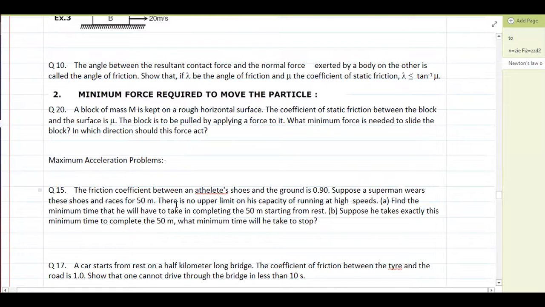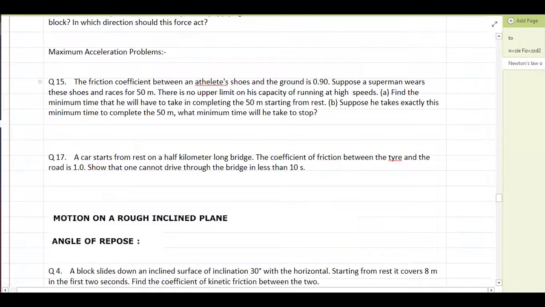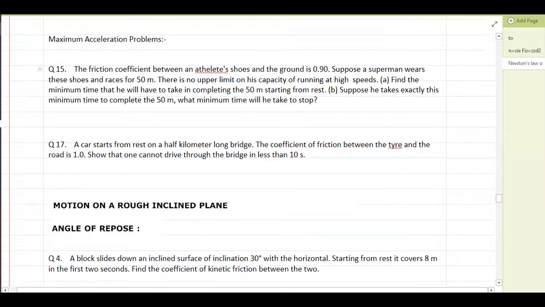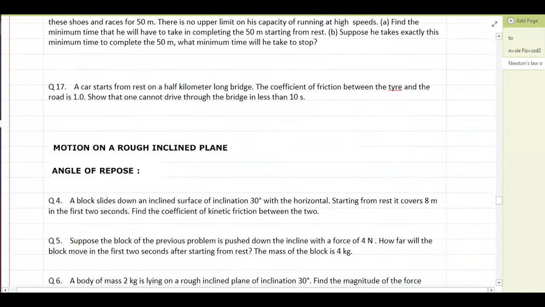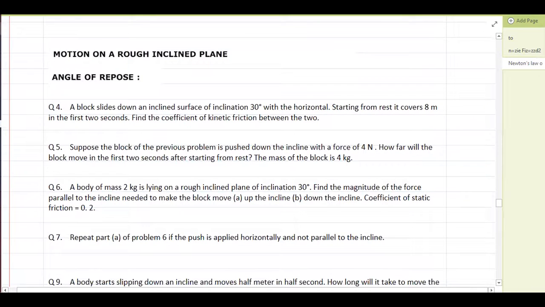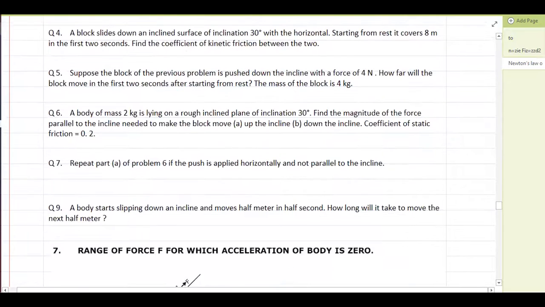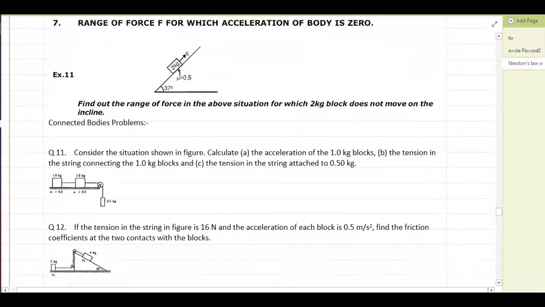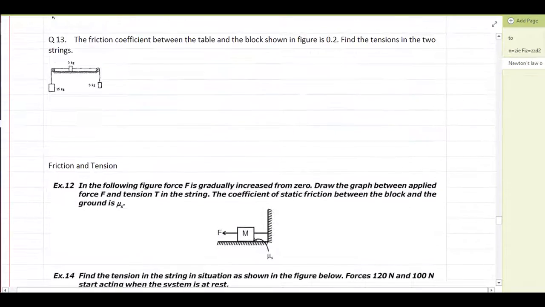Then we will see the maximum acceleration problem. If you are trying to move on a surface, how much can the maximum acceleration be? That is also related to friction. We will also see motion on a rough inclined plane. The angle of repose, which I mentioned, we are going to discuss. Then we have various kinds of questions.